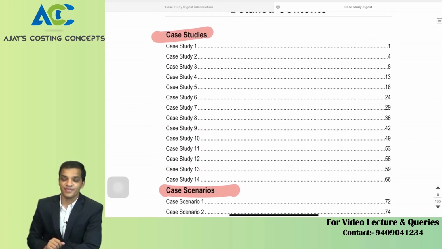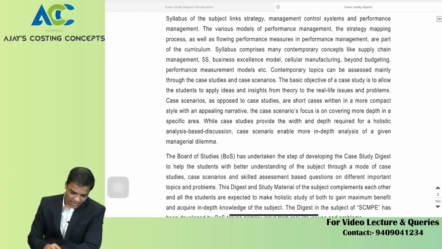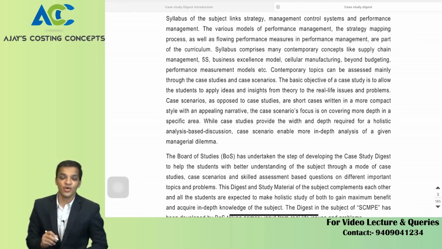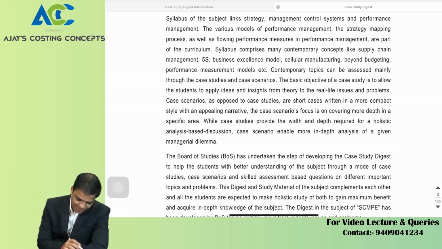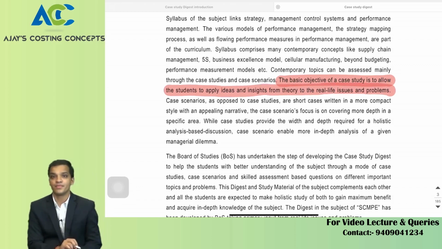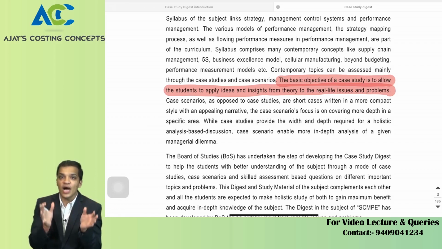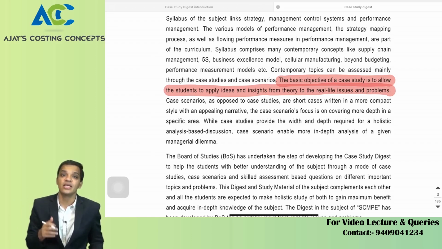Why is the institute segregating them? On the preface part, there are wordings on what exactly a case study and a case scenario are, and what that means, because we normally don't read the preface, right? But I'll throw some light on this. The basic objective of a case study is to allow students to apply ideas and insights from theory to a real life situation and problem, right? All those theories and concepts that you are learning, how will you practically implement them in your real life problems or issues? That is what a case study is.